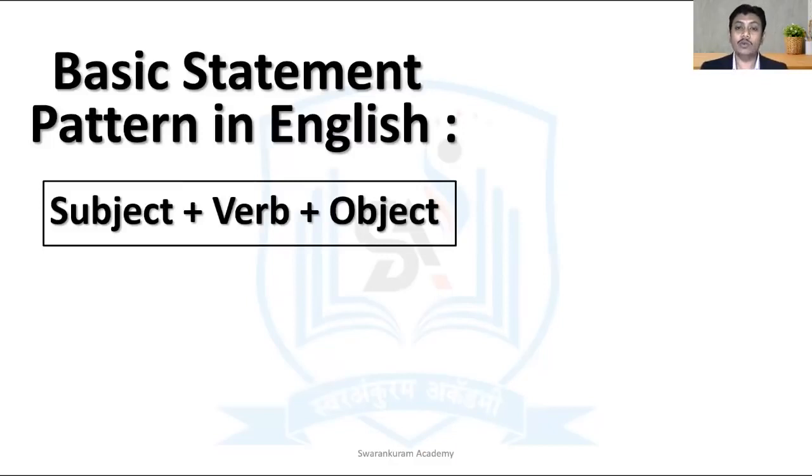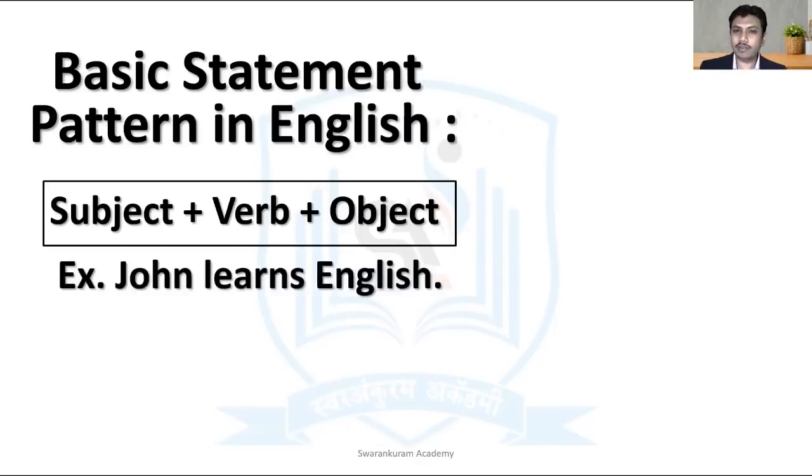We need a subject to begin the statement. We need a verb to say that something is in the present, past, or future, or any kind of activity. We need an object to end the statement. So here is an example: John learns English. John is the subject, learns is the verb, and English is the object. Pretty simple. It's a very simple concept to understand.